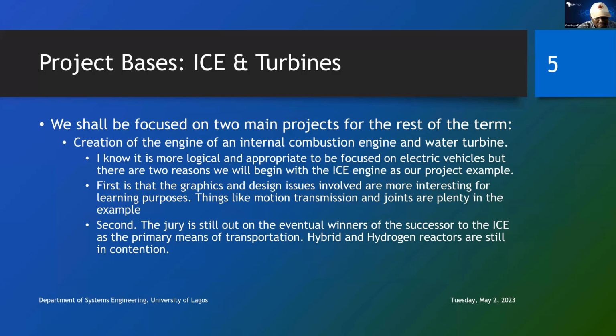And then you can use that knowledge in making electric vehicles, which will be simpler to do than this other one. Second, the jury is still out on the eventual winners of the successors to the internal combustion engine as the primary means of transportation. Internal combustion engine has reigned supreme for 150 years. And everything, whether it is rail, even ships, use internal combustion engine. When you see a ship whose name starts with MV, it means motor vessel. So essentially, it's using the same kind of idea as your car.